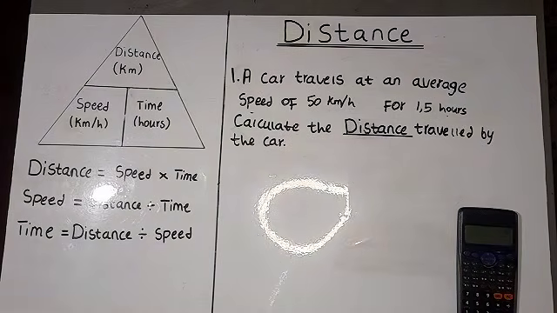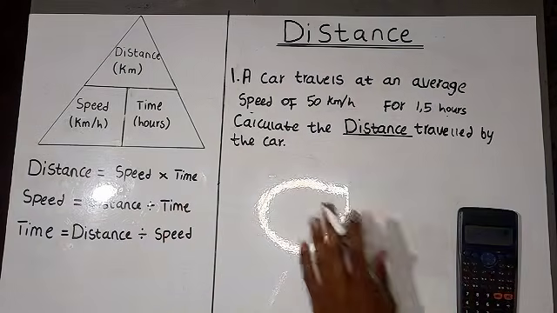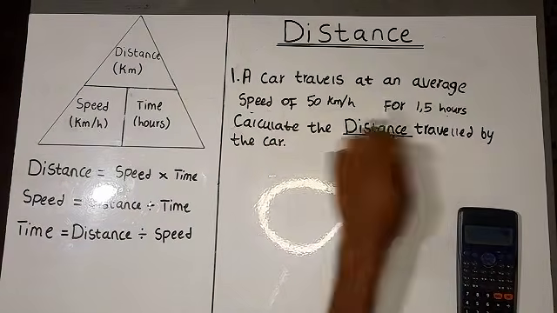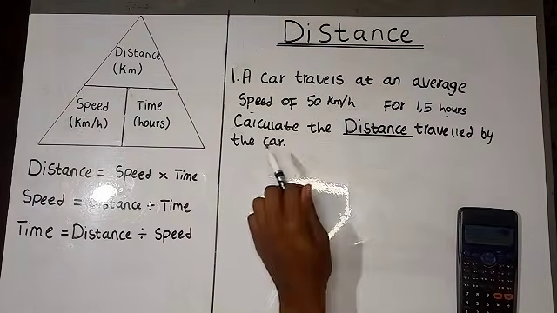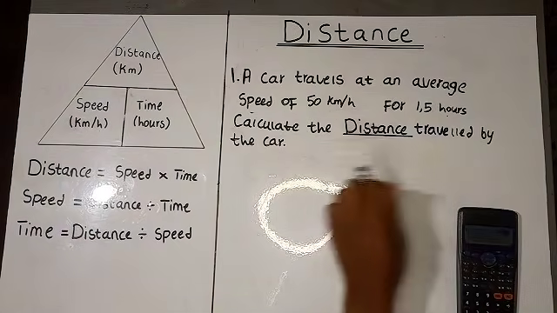Now in this scenario, we have been given the average speed as 50 kilometers per hour, which is the correct unit that we're supposed to use. And we've been given time as 1.5 hours, which is also correct. Time is supposed to be in hours. This means that we do not have to convert anything, because the time has been given to us in hours. That means we're just going to take it as it is and put it in the formula and get an answer.